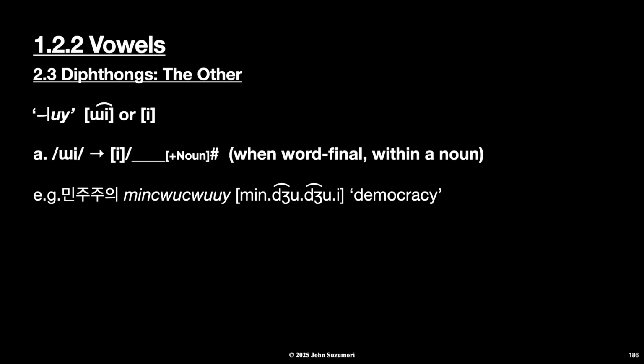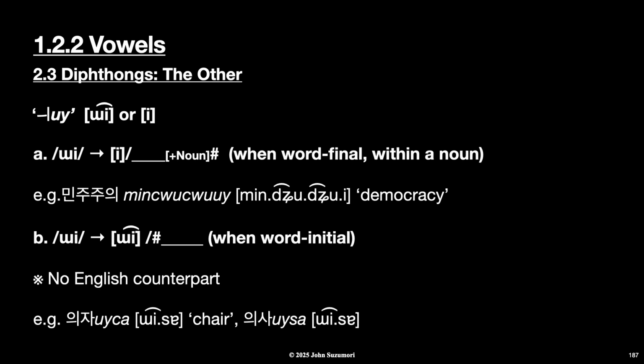For example, the diphthong in the Korean word meaning democracy is pronounced as 민주주의, not 민주주의. By contrast, the diphthong is pronounced as 의 elsewhere. You can hear this vowel sound in Korean words such as 의자, meaning chair, or 의사, meaning doctor.